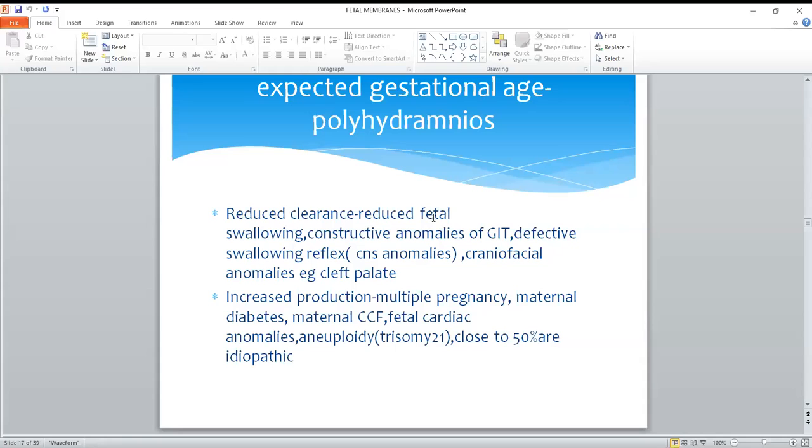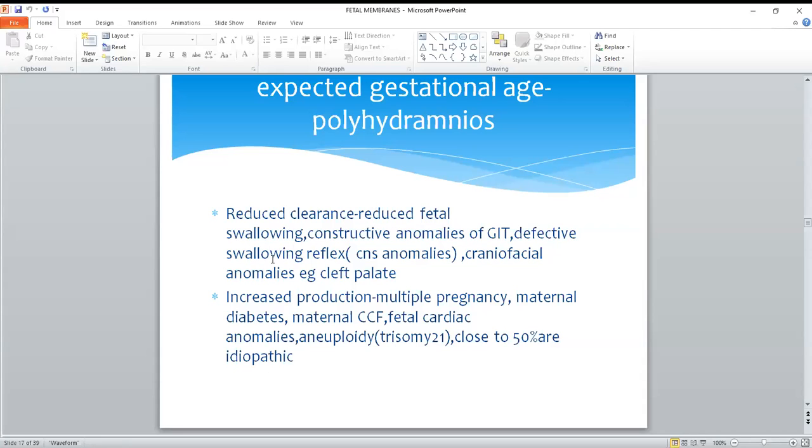This is reduced fetal swallowing, for example obstructive anomalies of the GIT. When you have obstructive anomalies of the GIT, the process of swallowing has been impeded, so you're not clearing enough amniotic fluid. So definitely there will be polyhydramnios.